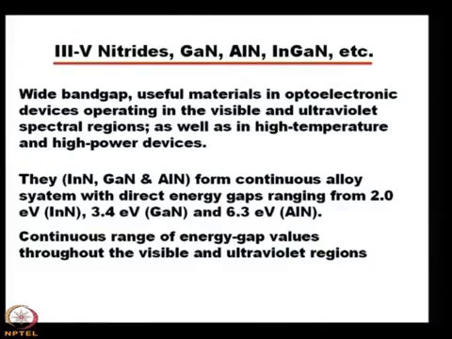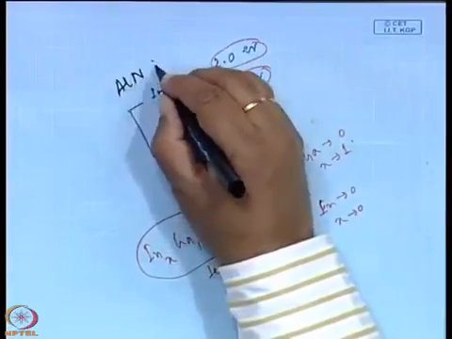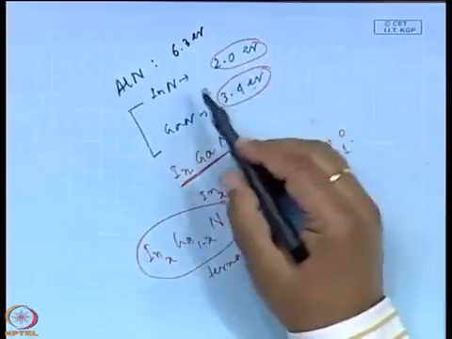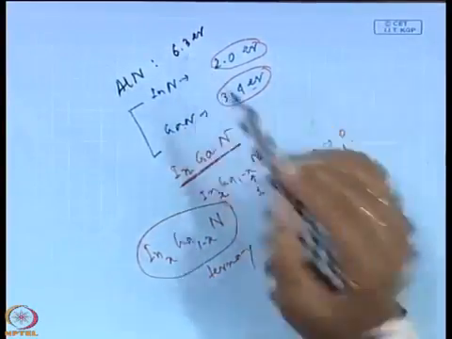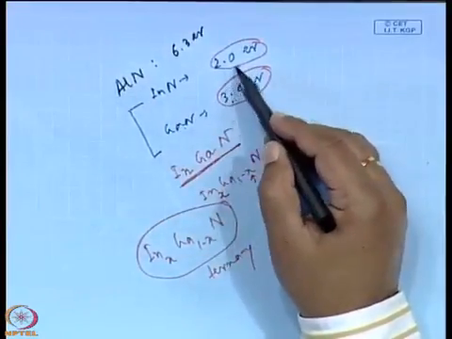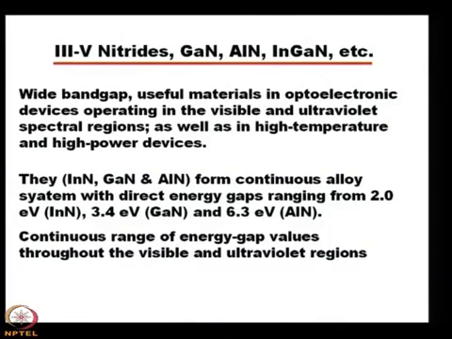Similarly, if you take the case of aluminum nitride, its band gap is 6.3 electron volt. So, continuously you can vary, say gallium aluminum nitride, from 3.4 to 6.3, or indium aluminum nitride from 2 electron volt to 6.3 electron volt. So, this is band gap engineering that we can discuss separately, but one point that we can see is that the nitride semiconductors are essential for the visible spectral region.